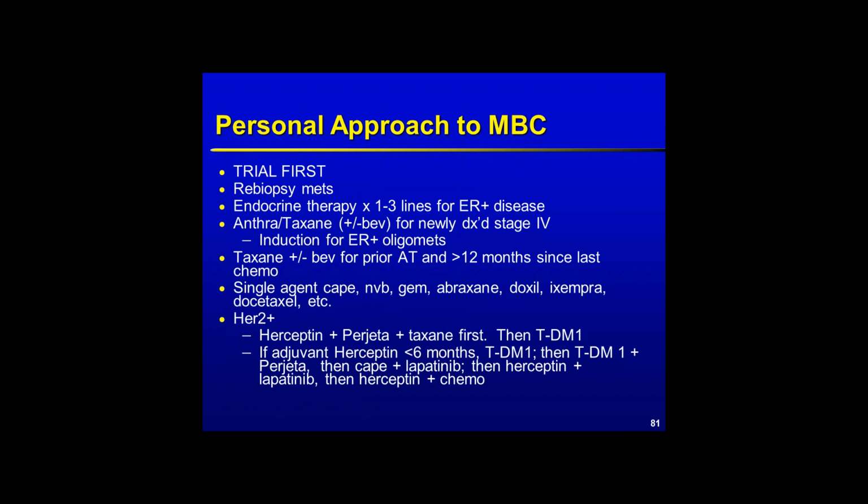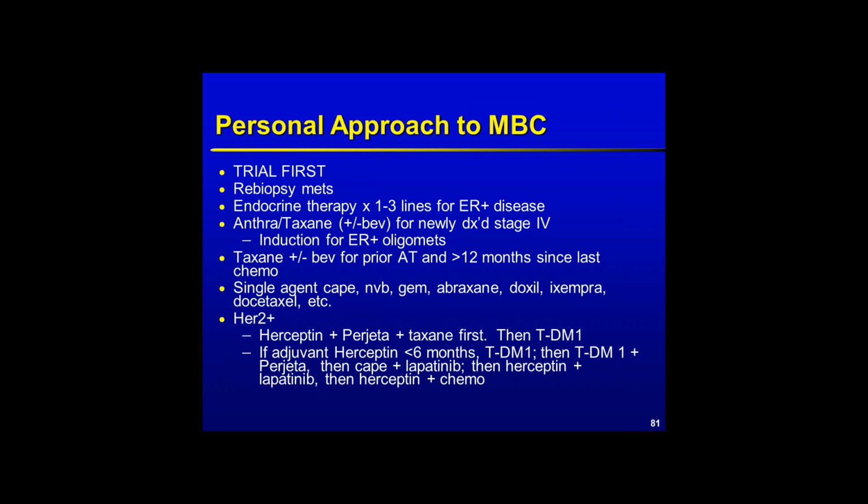So my personal approach to metastatic breast cancer is, if possible, to still put a patient on a trial first. Despite the advances in all subsets of breast cancer, these women still die of metastatic breast cancer. We can do better, and the only way to do better is to enroll women in clinical trial. I always rebiopsy the metastases because there's about a 10 to 20% chance of a phenotypic change. That means it could go from ER negative to ER positive or HER2 positive to HER2 negative. And we see that not infrequently, so a biopsy is important.